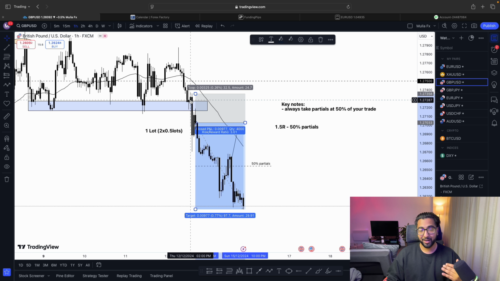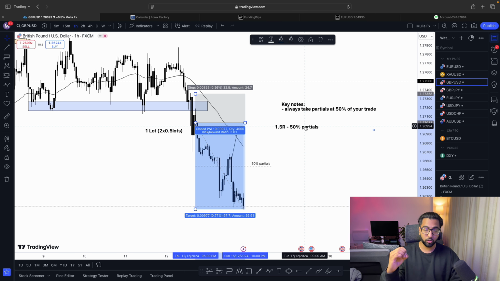Okay, so practically the stop loss will now be at break even. You would have obviously 50% partials taken. If price decides to go up, you end up closing a trade at $0. However, because you took 50% partials, you have half of the position of the trade secured.